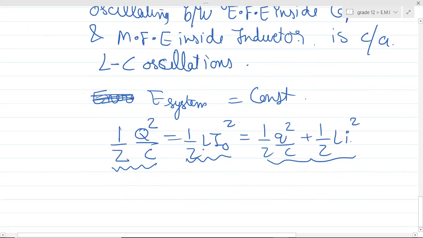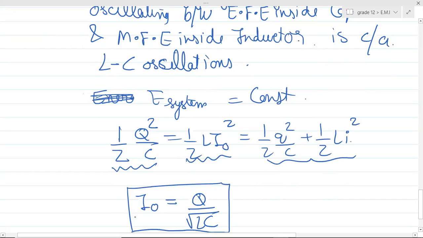Acha, from here I can calculate the value of I naught as well, right? If initially Q is given, you can calculate I naught. Half and half will get cancelled, and can I write I naught square will be equal to Q square by LC, and then I'll take the square root, so I naught equals Q by under root of LC. Will this be the relation between I naught and Q?